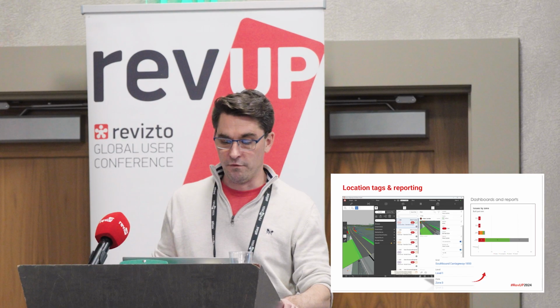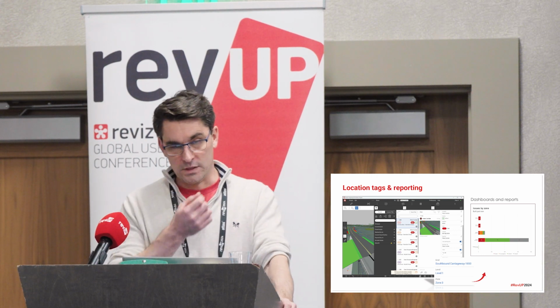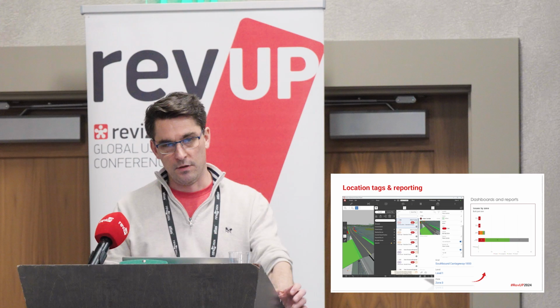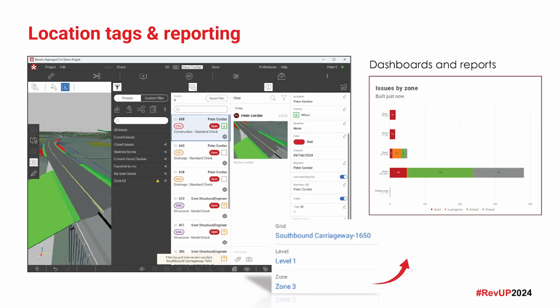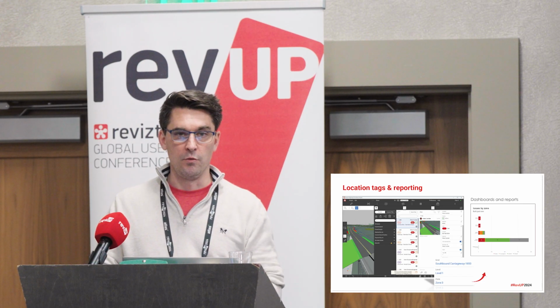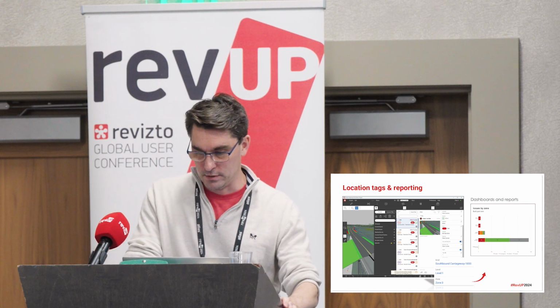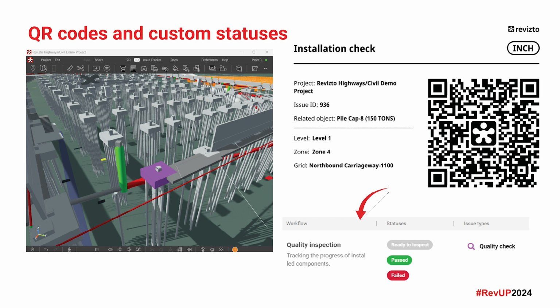but it also then will feed into dashboarding and reporting, and also for clash detection, the grouping tools. You don't have, again, useful information like rooms, etc., as I've already mentioned. That just doesn't exist. So by having these things set up, you can group your clashes by those parameters, essentially. QR codes and custom statuses.